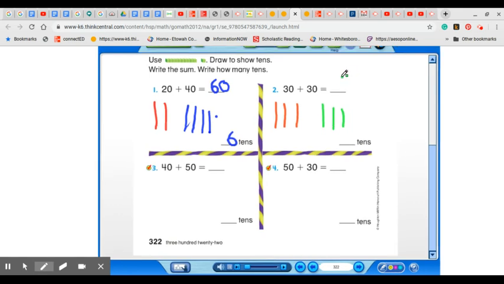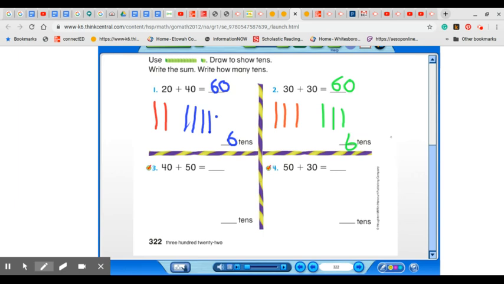All right, so I'm going to attempt to draw the 60. There we go. 30 plus 30 equals 60. And how many tens in 60? We saw a moment ago, and that would be 6. So we will draw 6. I did not do as good on that 6.